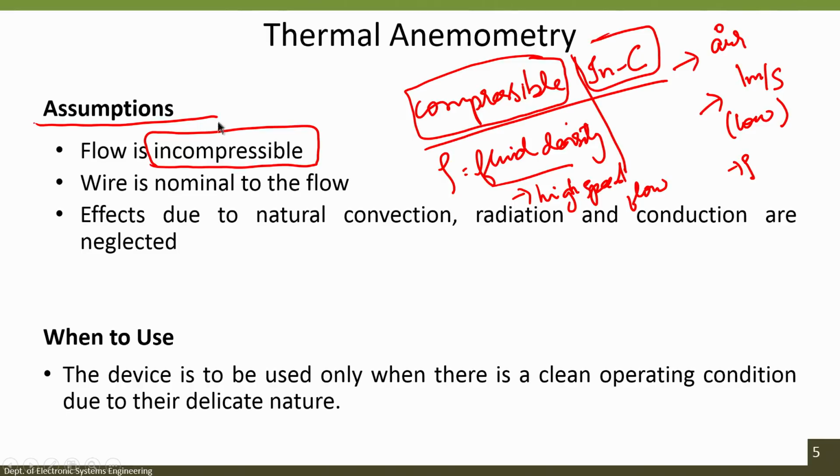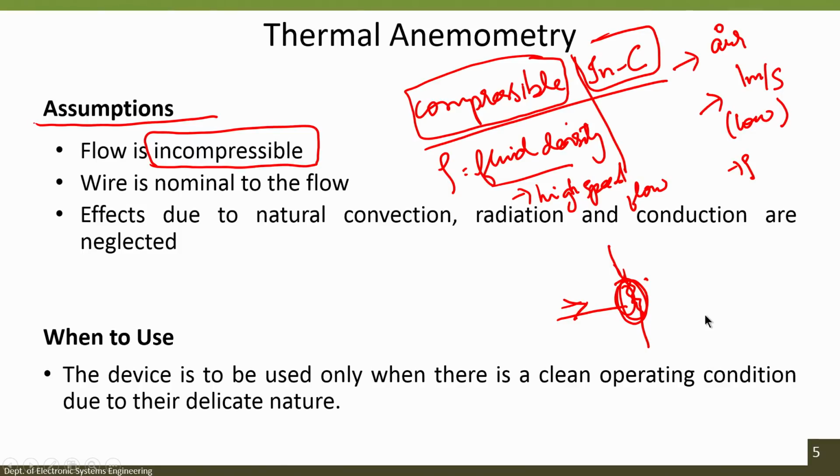Now that we've understood air is the medium and how it becomes incompressible, the next assumption that is made is the wire is normal to the flow. Just the basic principle is, if there is a flow and the rate of convection becomes faster, the more surface area is exposed to the fluid medium, the more effective are your results and the measurement becomes easier. So the general convention is to have it normal to the direction of the flow.